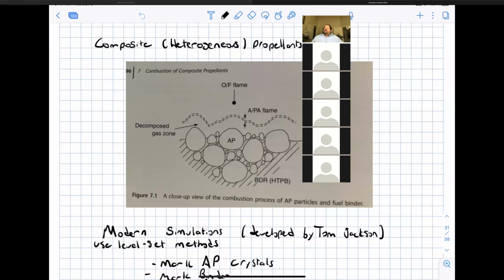Okay, so today we're going to wrap up propellant combustion, which will segue nicely into multi-phase combustion.